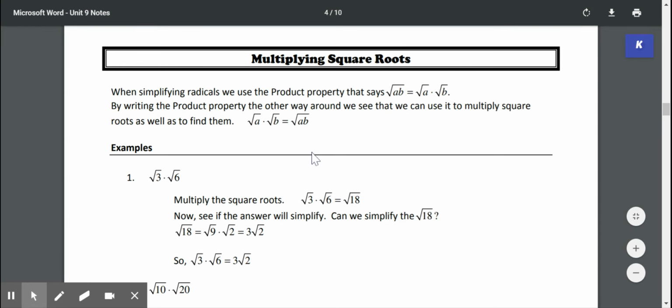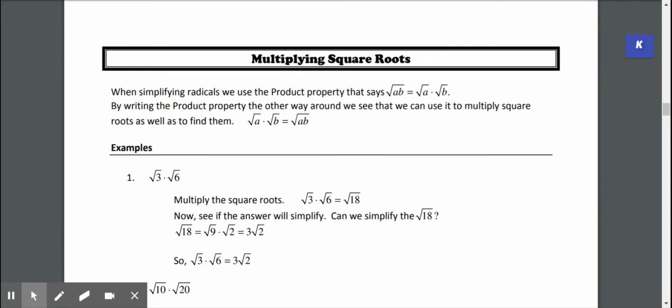So there's going to be a method that will always work, and then I'm going to tell you my shortcut to show you how to save a little time. If my shortcut confuses you, don't use it.